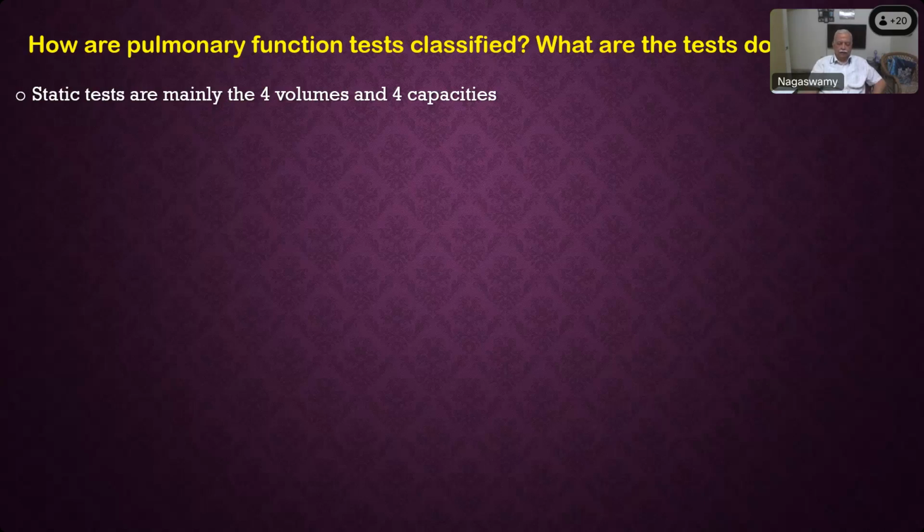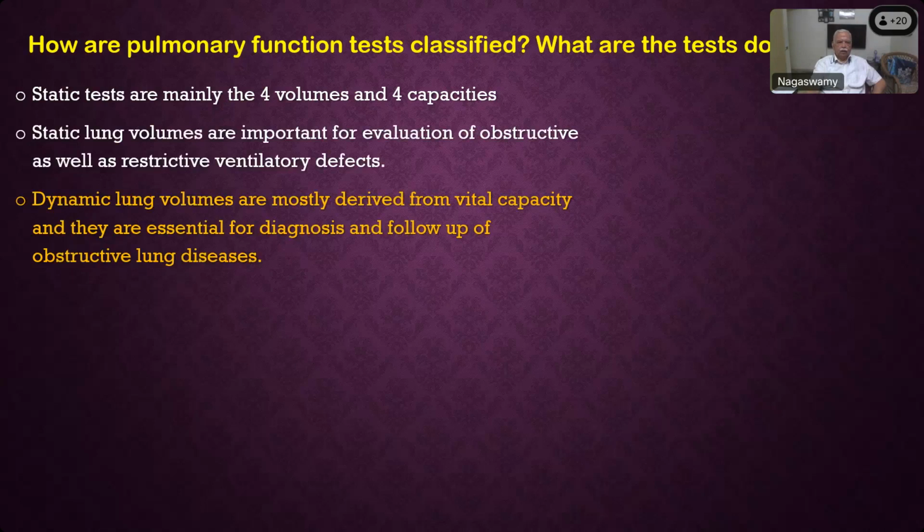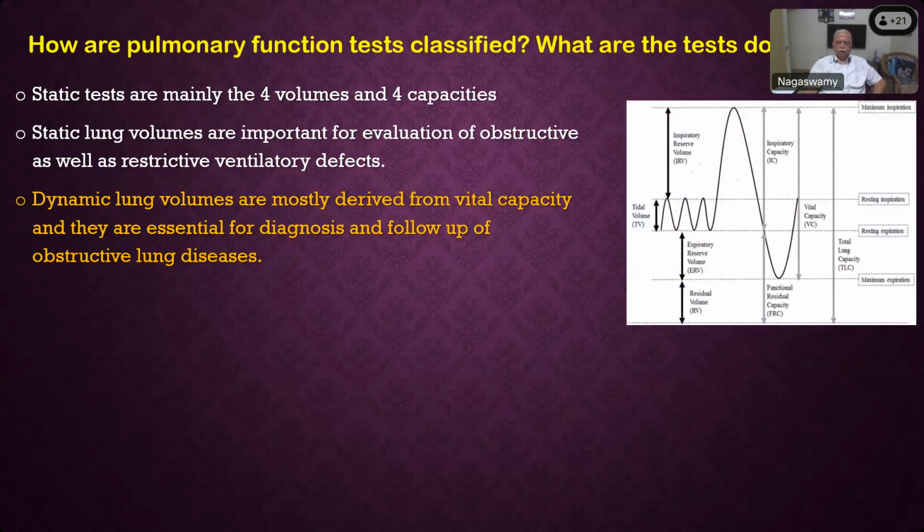That is the capacity. So static lung volumes are important for evaluation of obstructive as well as restrictive ventilatory defects, whereas dynamic lung volumes are mostly derived from vital capacity and they are essential for diagnosis of follow-up of obstructive lung disease. Okay, so this is the picture you will commonly see in all the books. So you have the tidal volume, then after a normal breath, you can still make an effort and breathe some more. That is called inspiratory reserve volume. And after a normal expiration, you can still forcefully expire some more, and that is called the expiratory reserve volume.